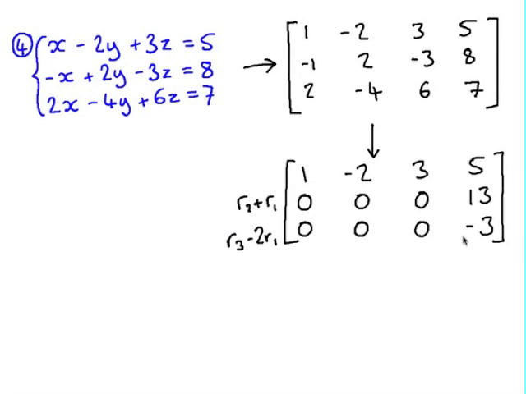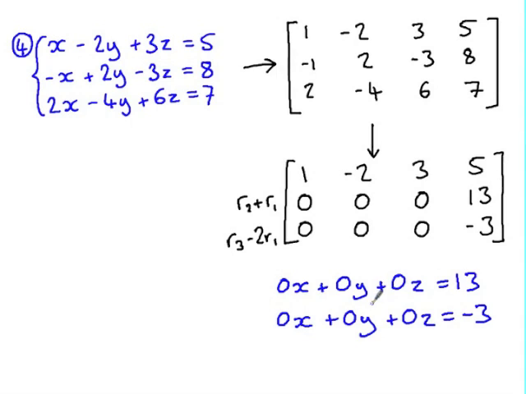So you can see in this system I've ended up with two rows consisting of coefficients of x, y and z that are 0, but non-zero constants on the right hand side. This is the equivalent of saying 0x plus 0y plus 0z is 13 and 0x plus 0y plus 0z is negative 3. Clearly this is impossible.